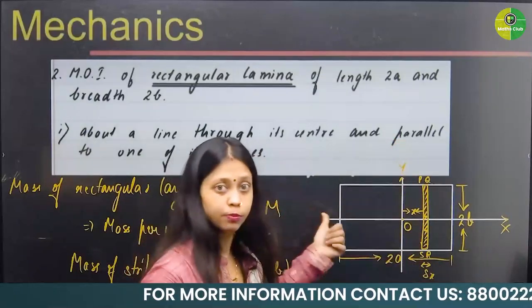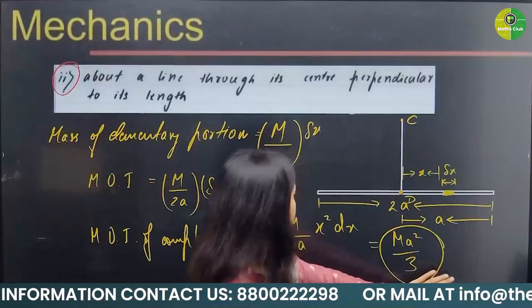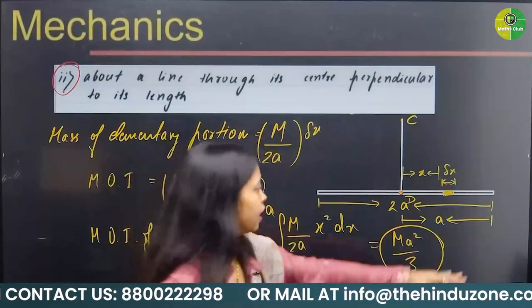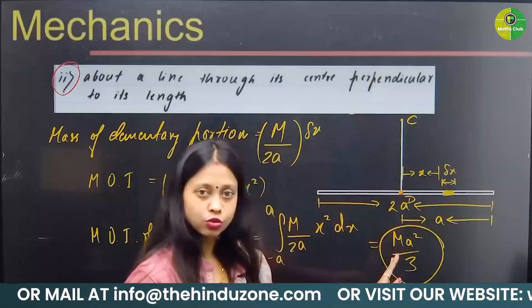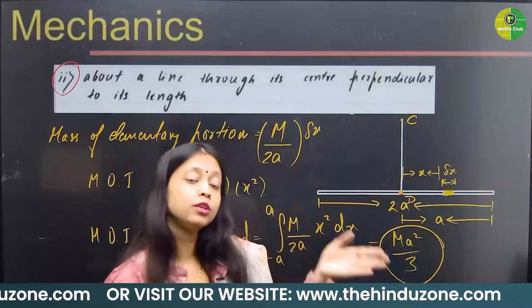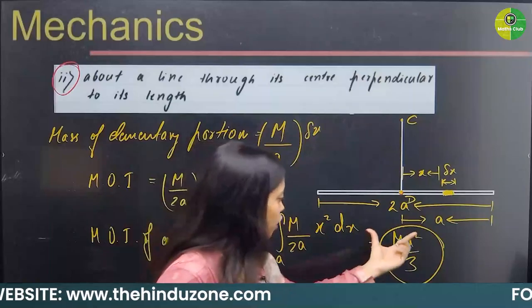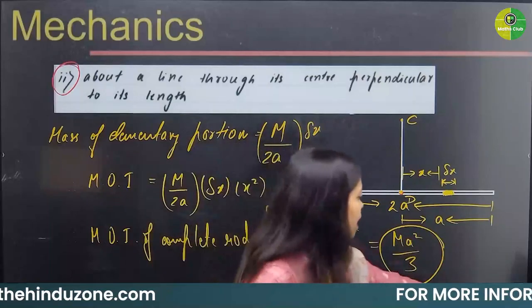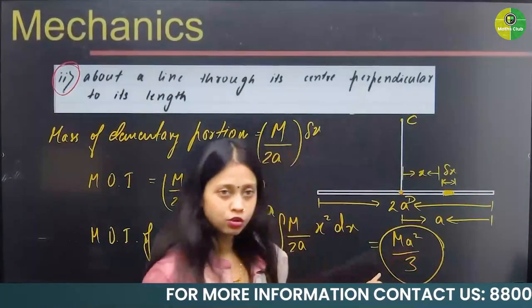This is just the part that we have done. Moment of inertia of the rod about a line which is passing through the midpoint. That's why I said the results are also important, because they can be used later. Also in the questions, you can use this result: Ma square by 3. So, M is the mass of the rod.